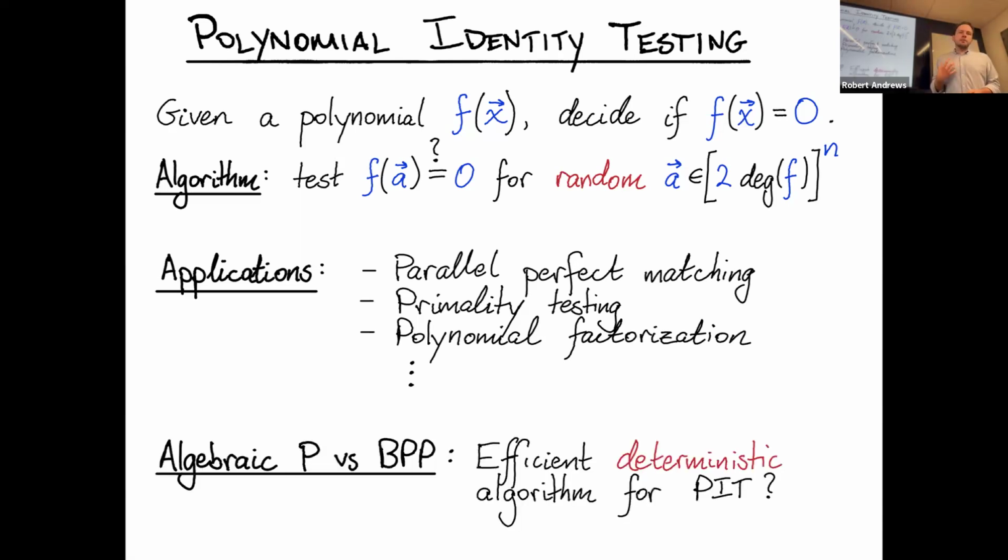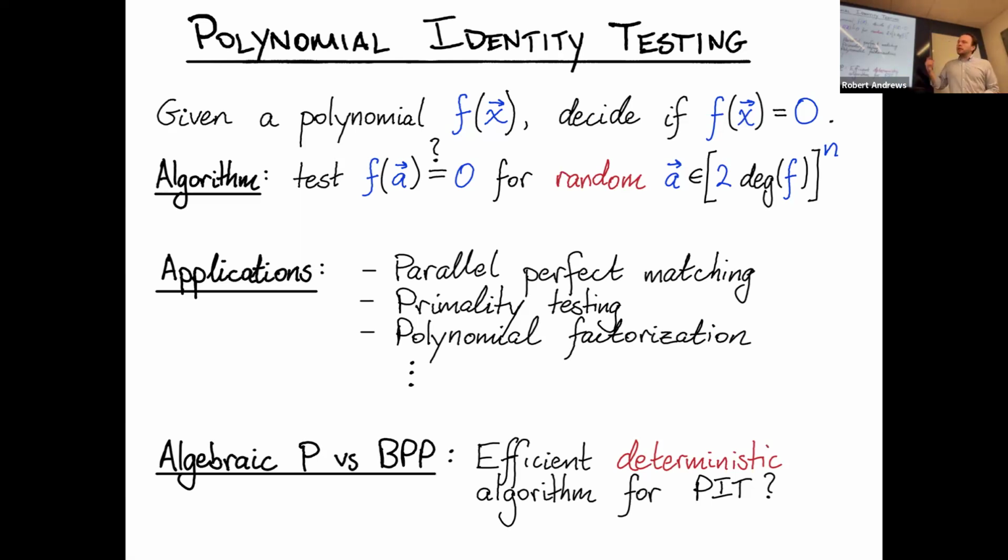And in fact, it captures an algebraic fragment of the P versus BPP problem. We have an efficient randomized algorithm, and we're really interested in designing an efficient deterministic algorithm. And of course, you could say, well, this is just one problem. Why should I care about this problem in particular?